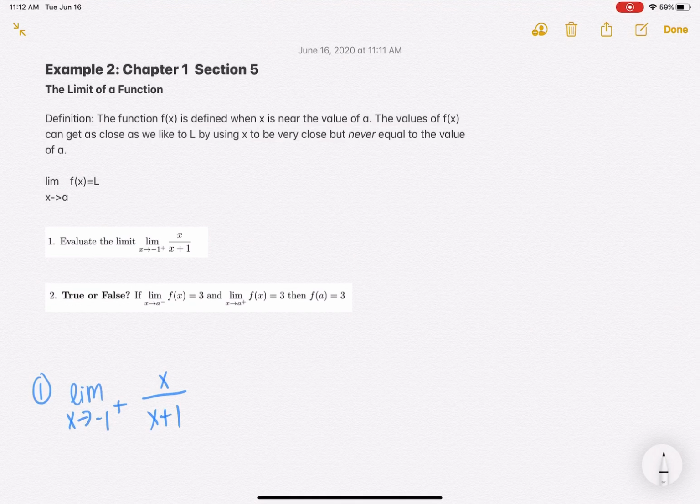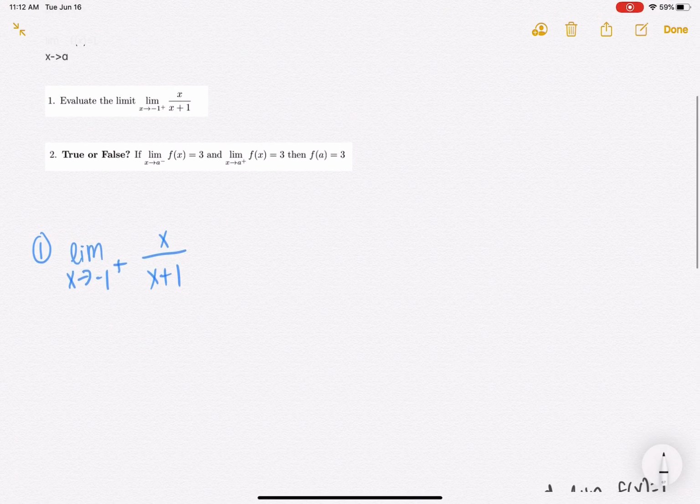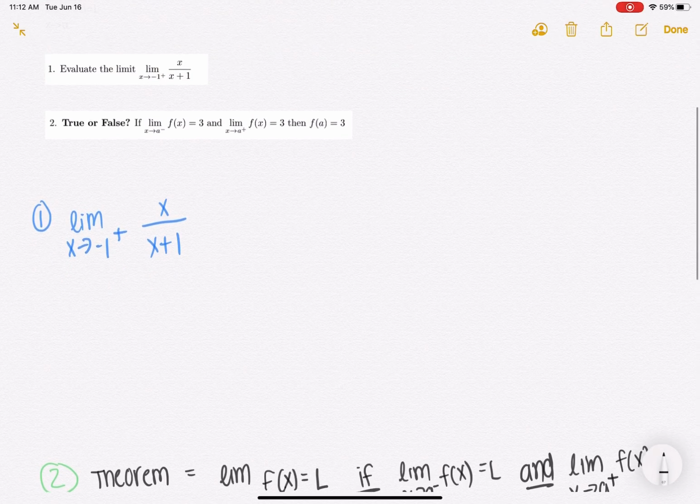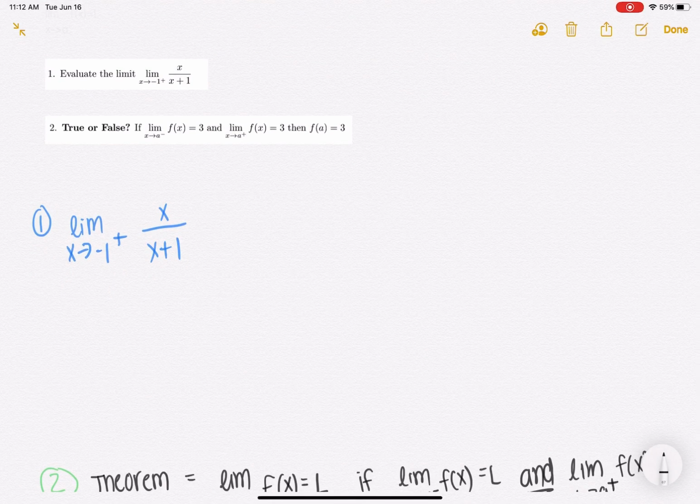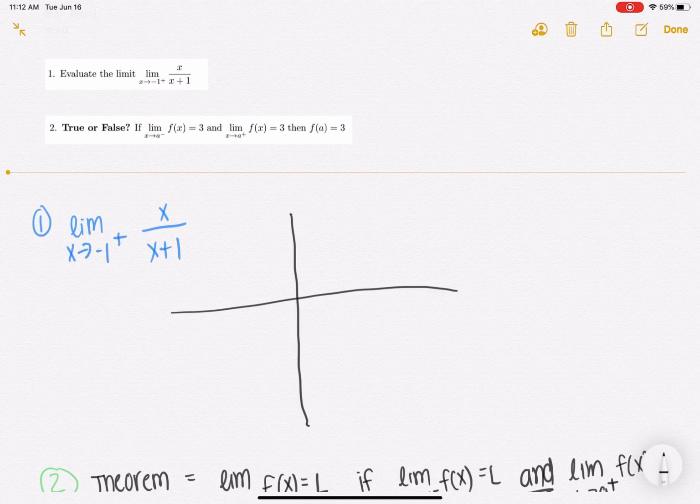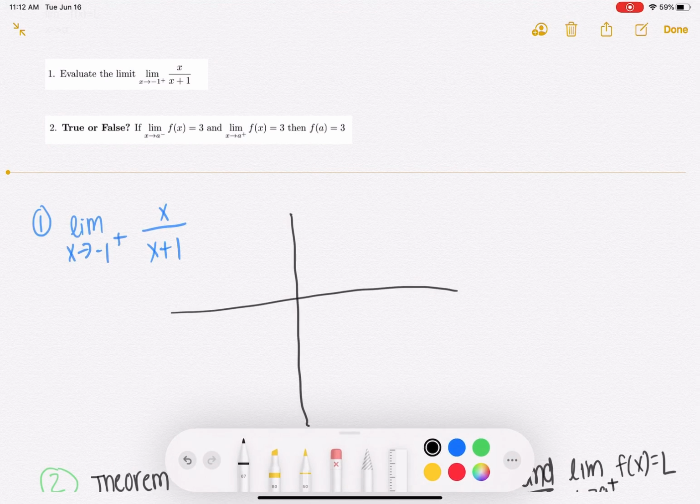If we look at our two examples below, we can look at example 1, evaluating the limit as x approaches -1 from the right-hand side of x over x plus 1. We will be solving this limit using a graphical approach, and we can start by drawing an xy coordinate plane in black here, and we'll draw our function in, let's say, red. So the function here would look something like this.